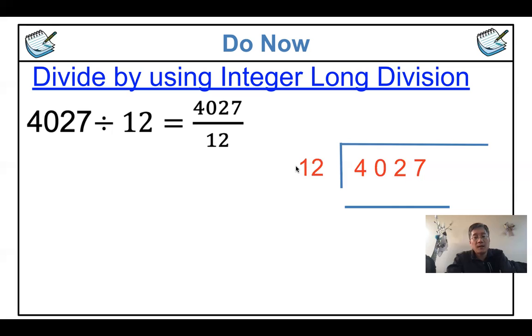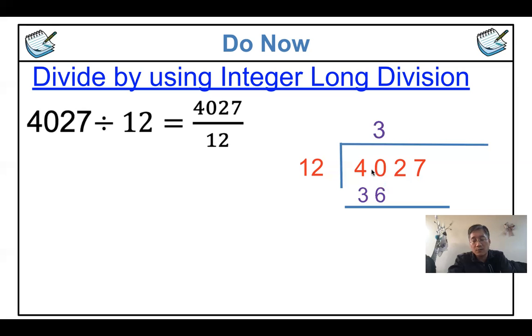And then when you divide, first go by the first thousands digit, 4. Can 12 go into 4? No, right? Then you skip to the next hundreds digit, you see the 40. How many 12 go into 40? Yes, it's 3. So 3 times 12 is 36.